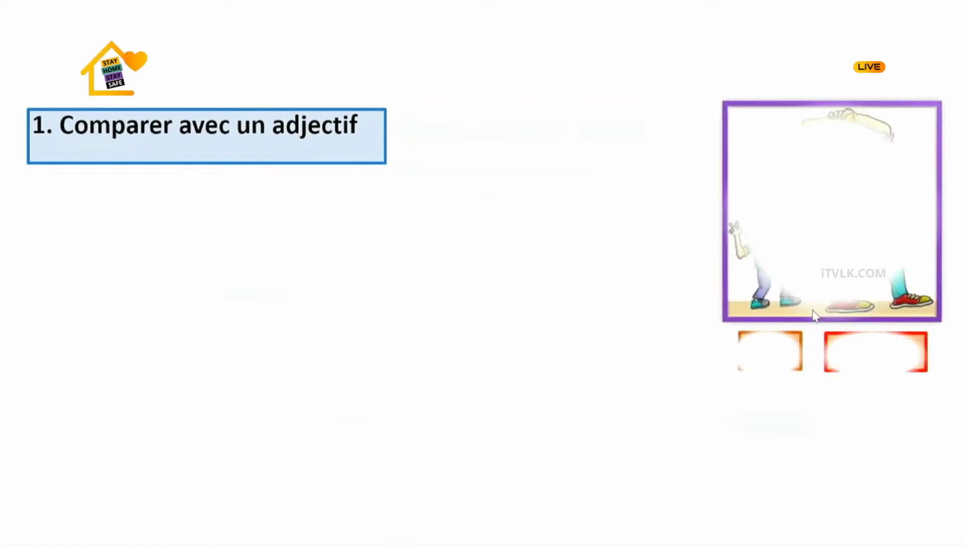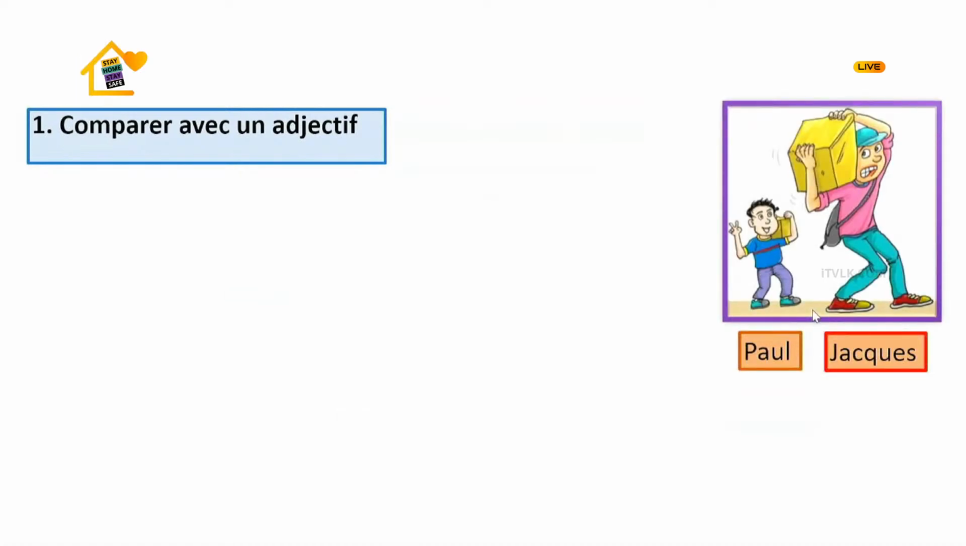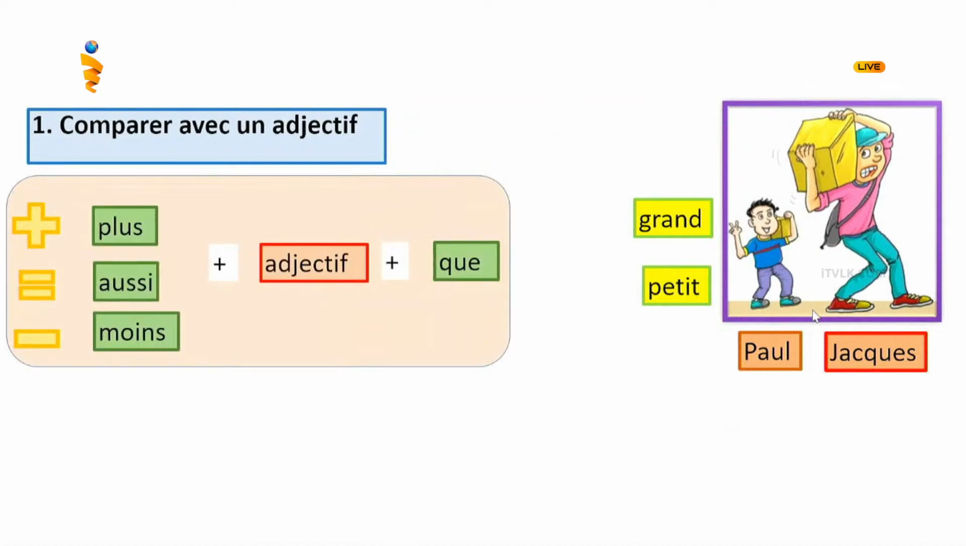Children, just have a look at this picture. There you have Paul and Jacques. We'll try to describe these two people while comparing. The adjectives I came across to describe these two people are grand and petit. How to compare with grand? If we are talking about superiority, we have to use plus, inferiority moins, and equality aussi, plus adjective plus que.